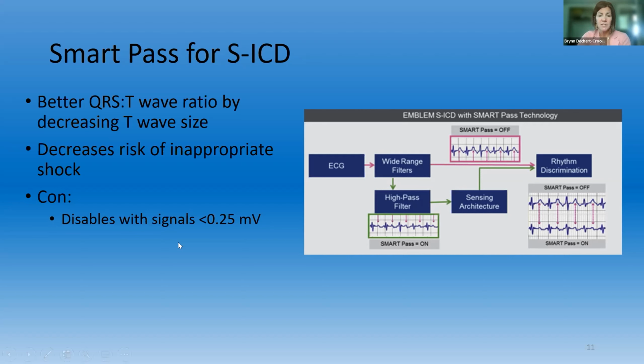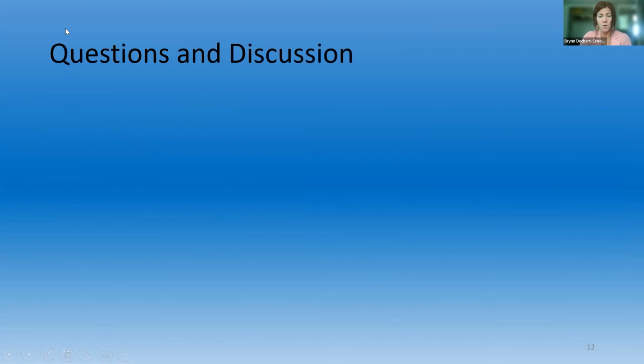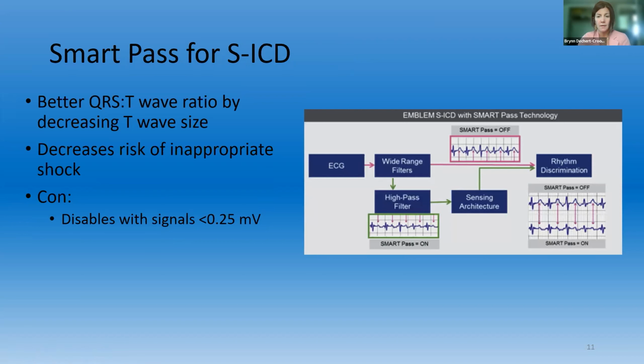SmartPass was developed in the last couple of years or so. So the early iterations of these devices did not have that. And so nowadays, the newer devices, the second and third generation, have SmartPass, which again is important for discrimination between the R and T wave.